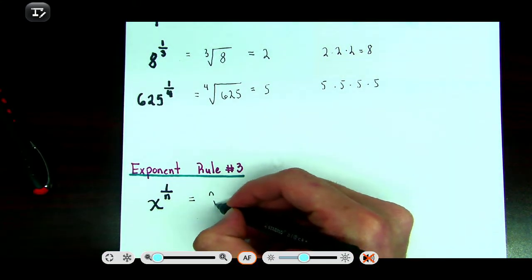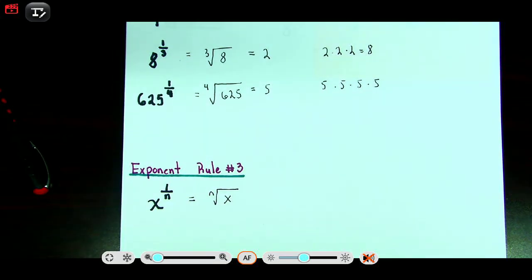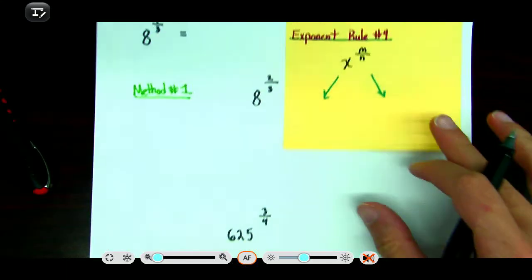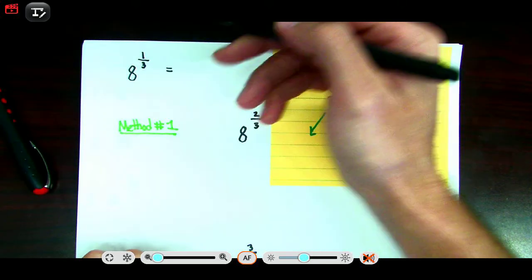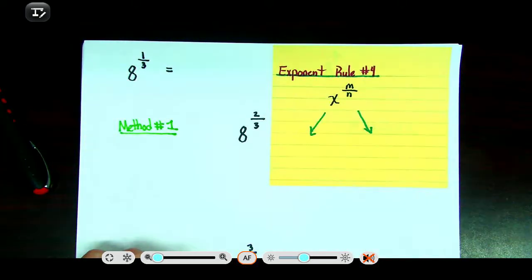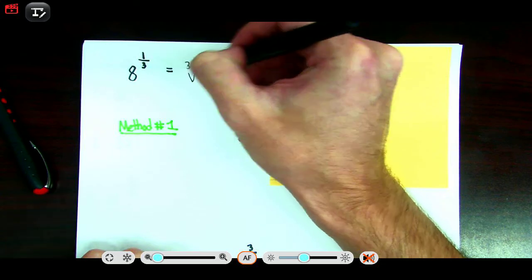The nth root of x. Awesome. Okay, let's continue. What happens if we had 8 to the 1 over 3, just like we had previously? This is the cubic root of 8, and that was equal to 2.